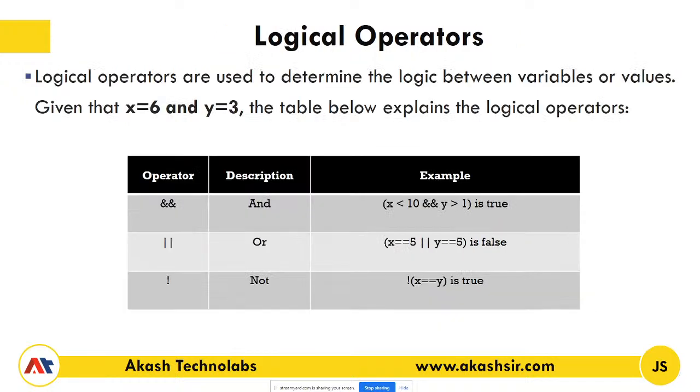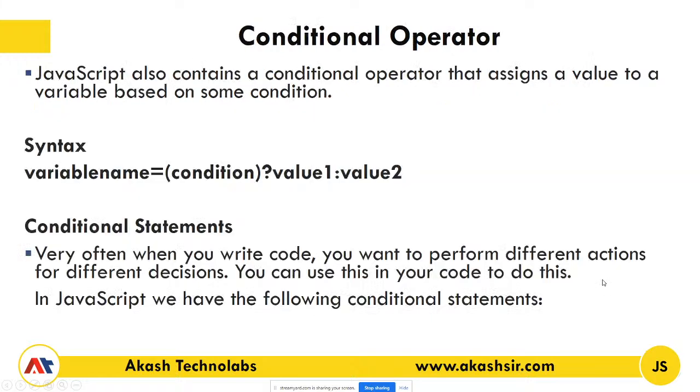So logical operators: let's say I want to check a condition whether both conditions are true, then we can print something. Or if I want to check whether a single condition, from two different conditions, is true, either or, for that we can use the or operator. And not, that you know very well, is the not operator. So next is the conditional operator.